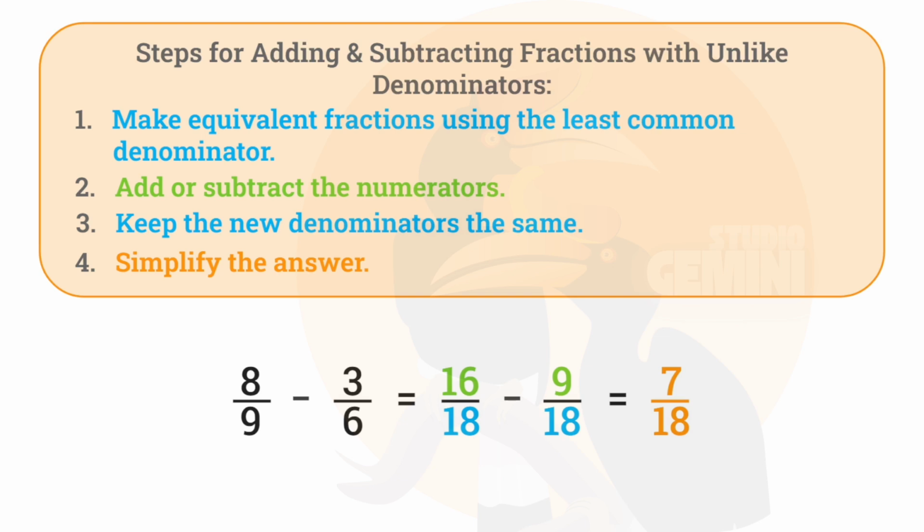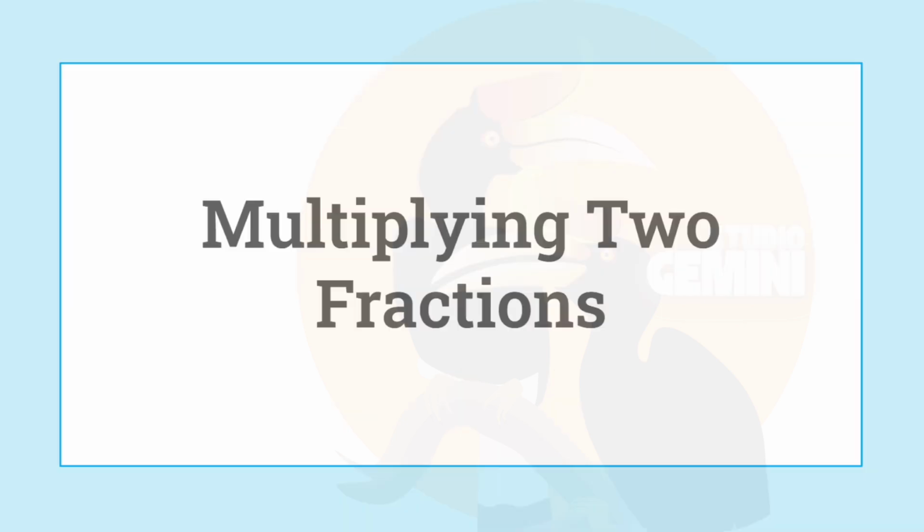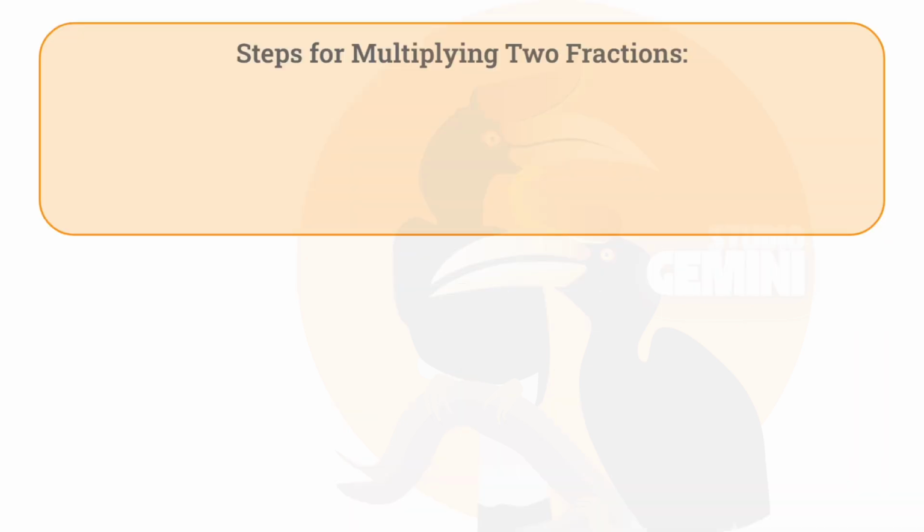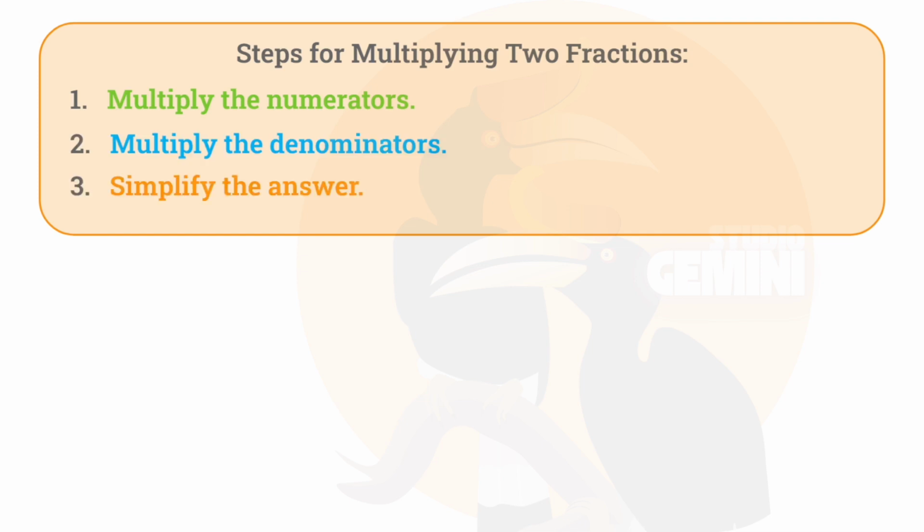Now that you've got adding and subtracting down, how do we go about multiplying two fractions? First, multiply the numerators, then multiply the denominators. Finally, simplify if necessary. That's all there is to it.